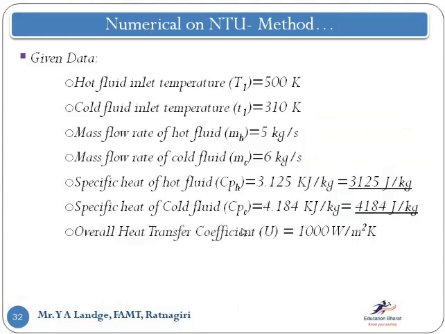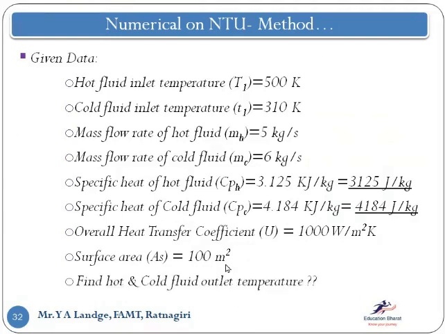Also, they gave the data of the overall heat transfer coefficient, that is U, which is 1000. And also they gave the surface area, which is 100 meters squared. And here, as I said, we need to find the hot and cold fluid outlet temperatures. So once we write all the data in our book, what is the next step?